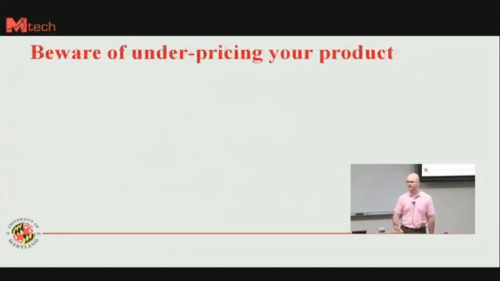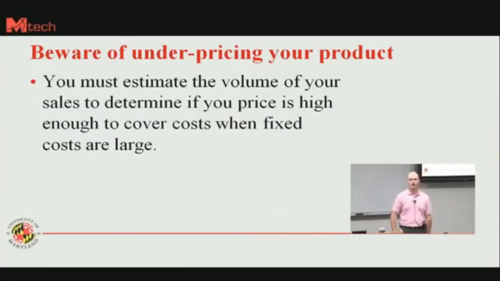Also, from a pricing standpoint, as we've talked about before, beware of underpricing. You want to make sure that your estimates are close and that you think you're going to sell the volume that you need to sell. This is particularly important when you're looking at perishable items. What do I mean by perishable? Food that goes bad. Food is a good example.